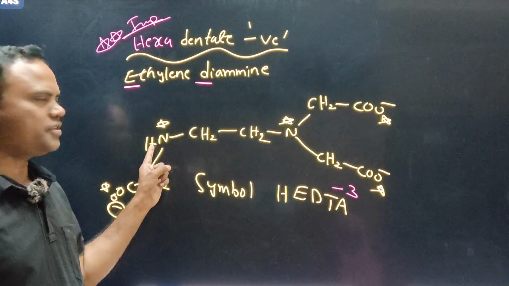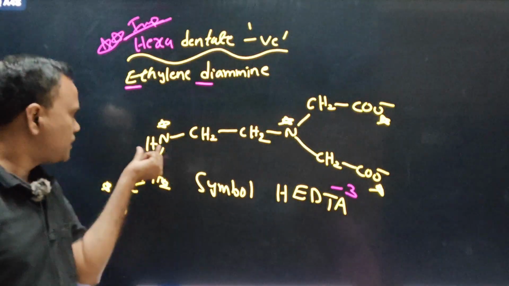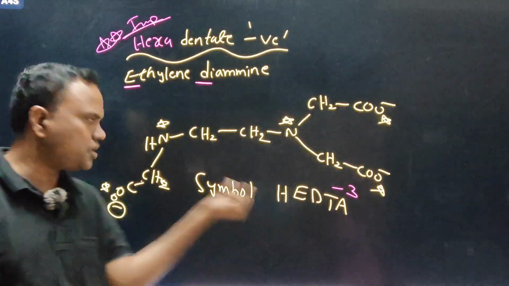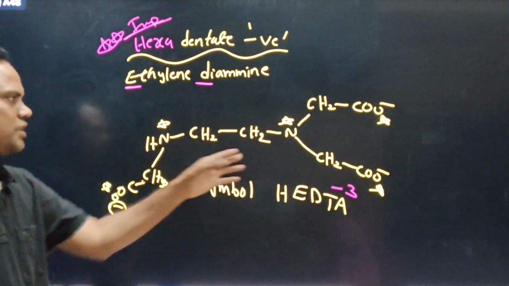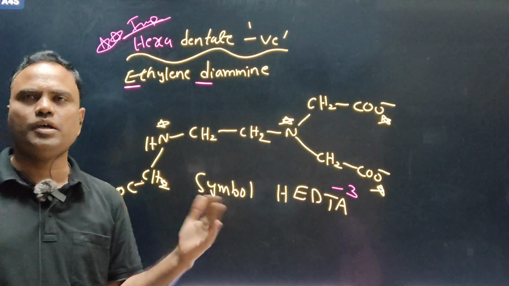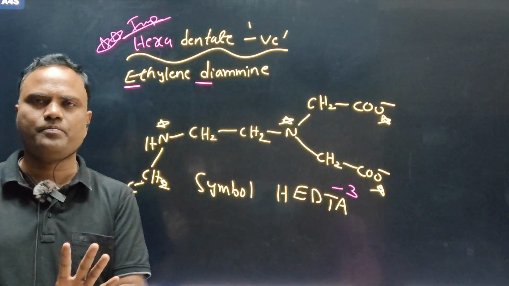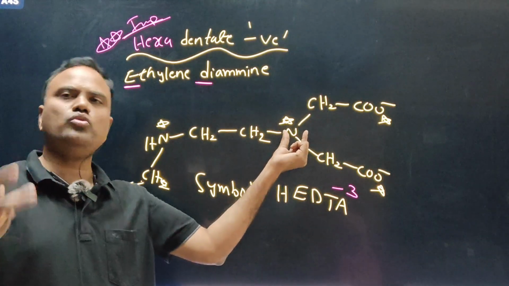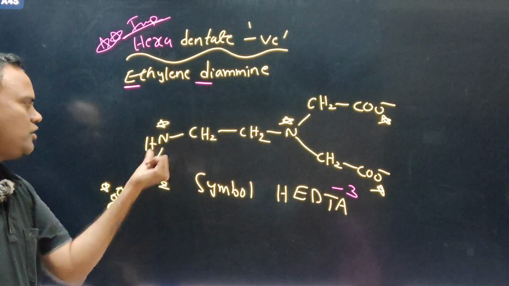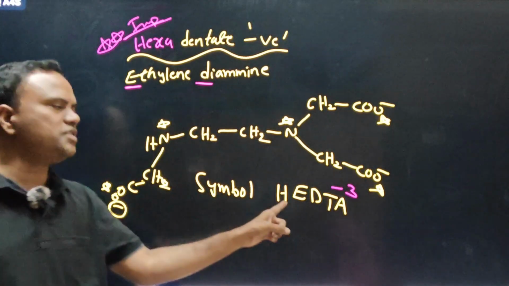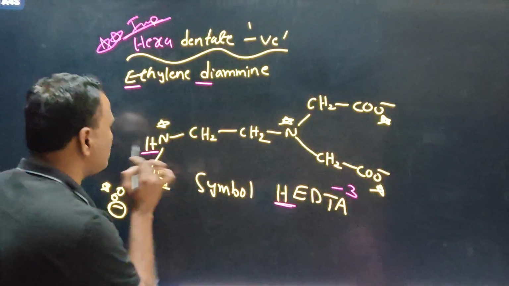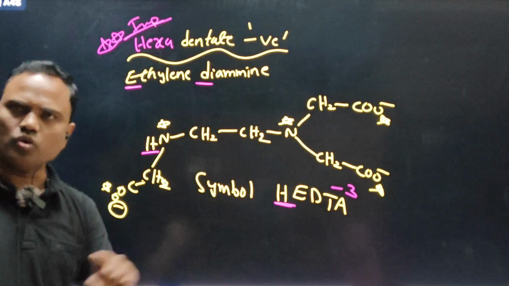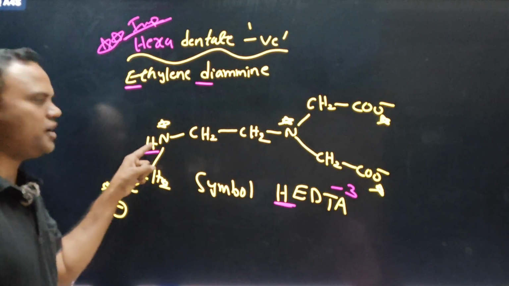Because here H is there on the nitrogen atom. This H represents this hydrogen. Actually, the NH2 amino group is NH2, right? Here we removed 2 hydrogens. Here we removed 1 hydrogen only. 1 hydrogen is still present on the nitrogen atom. This hydrogen represents this hydrogen. Clear? Now what I am doing, I am removing this hydrogen also.